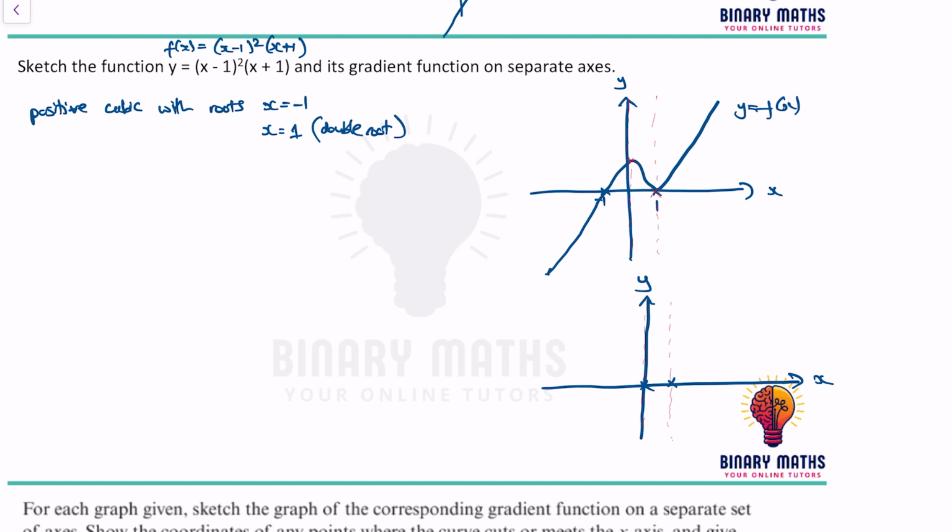If we look at the gradient, it is positive here in this section, negative in that section, and positive in that section. Which means when we draw this out, the positive section is going to be above the x-axis, then it's going to be negative, and then it's going to be back to positive. So this is y is equal to f dash of x.